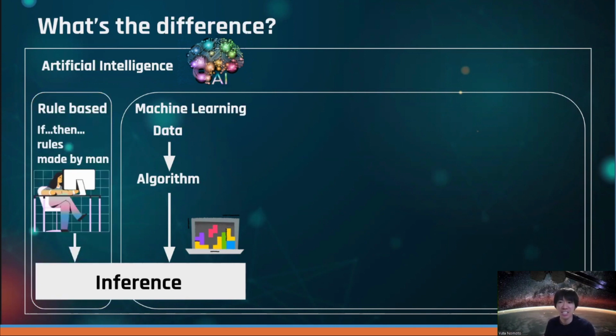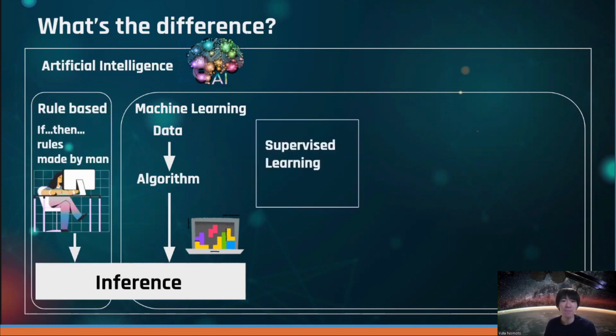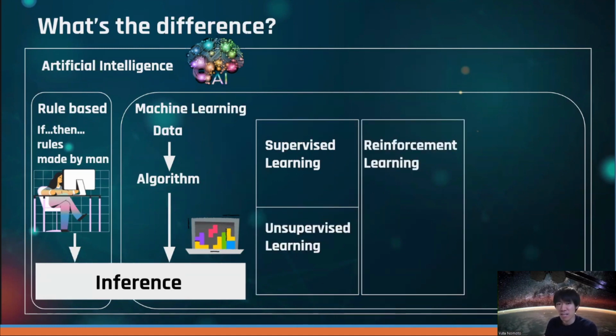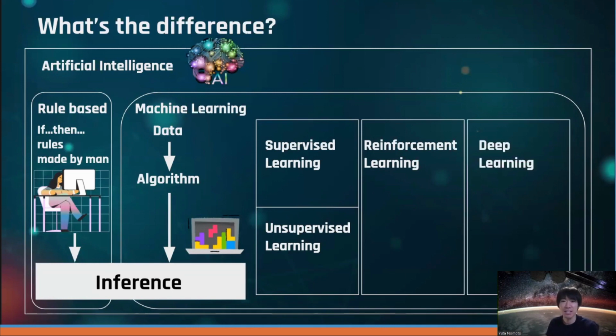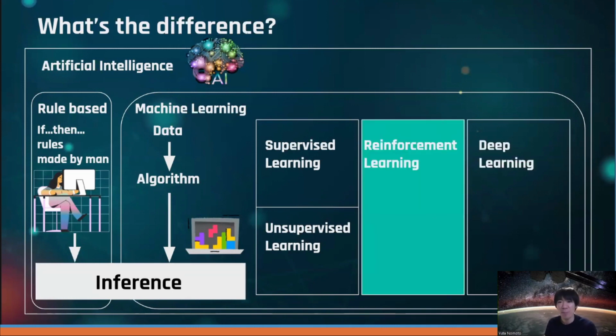In machine learning, there are 4 types of learning. First is supervised learning, and then unsupervised learning, reinforcement learning, and deep learning. So today's main topic is, of course, reinforcement learning. So let's dive into this.